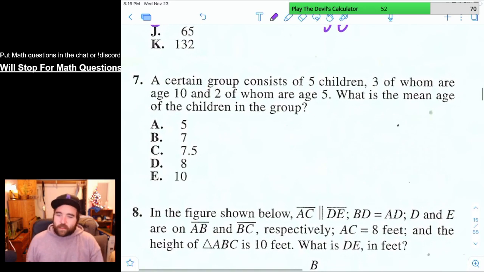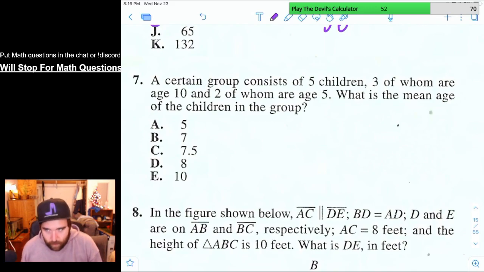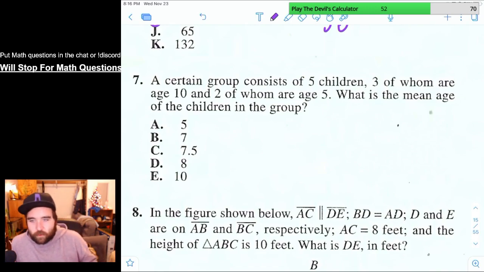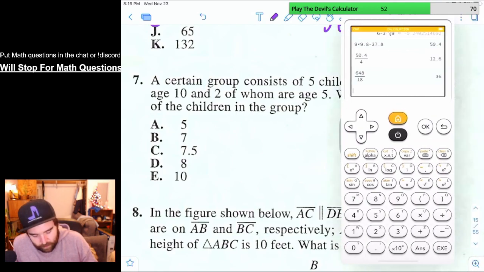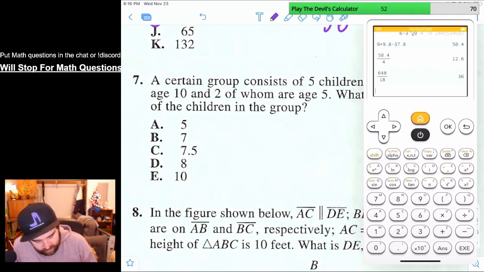All right, a certain group consists of 5 children, three of whom are age 10 and two of whom are age 5. What is the mean age of the group? Okay, so we'll just add them all together. So we have three of them that are 10. So 10 plus 10 plus 10 is 30.